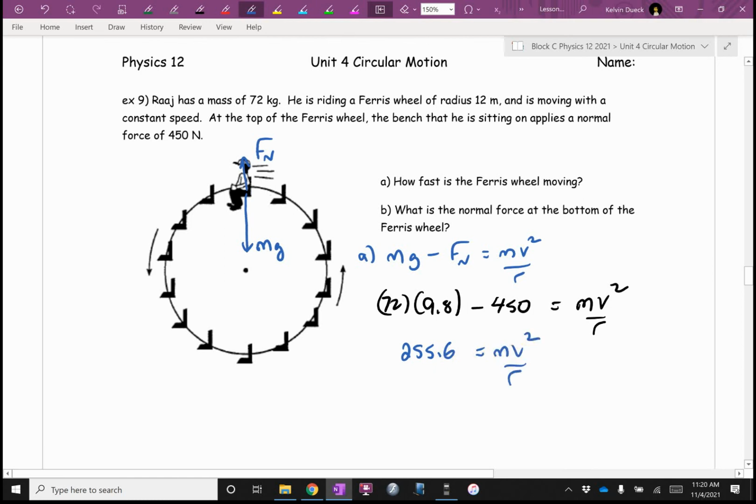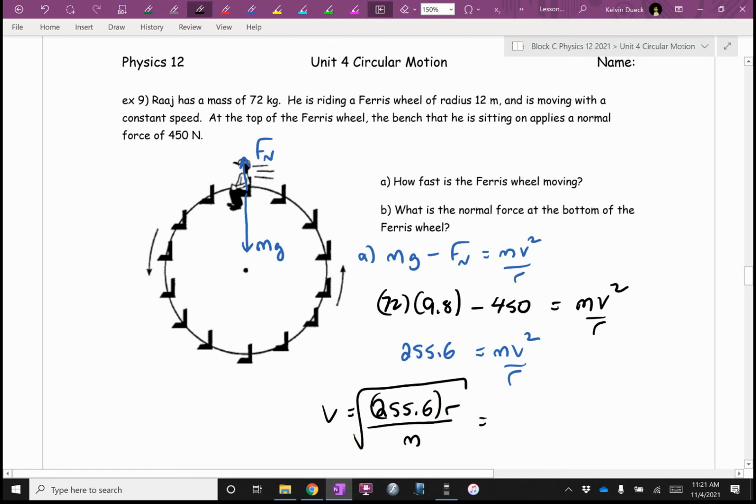Now, Rachel, I can get the v by itself. How will I move the m over? The m? Think so. How about the r? And then how do I get rid of the squared? I'll get v equals the square root of 255.6 times r divided by m.